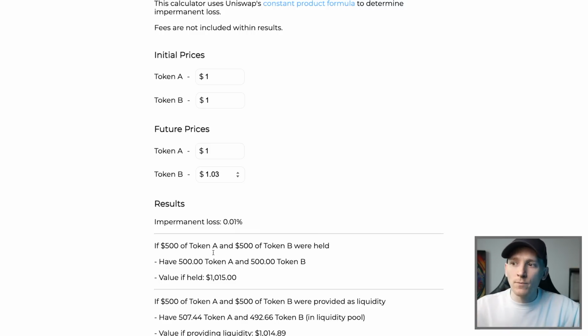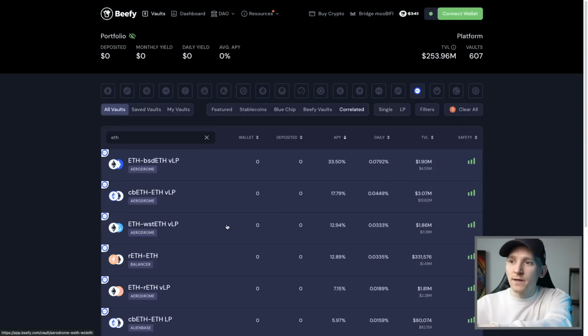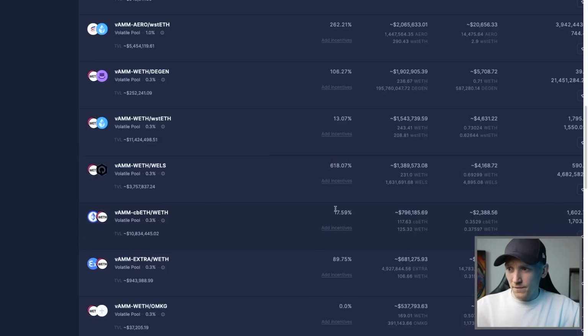You can see the impermanent loss is 0.01%, so completely irrelevant, especially if you're getting 17% yield on this pool right now. So that's how you can work out impermanent loss. And for more volatile tokens, you can work it out yourself as well. But it seems like when the prices move a little bit, it doesn't matter, especially if you're getting compensated from the trading fees in the pool.